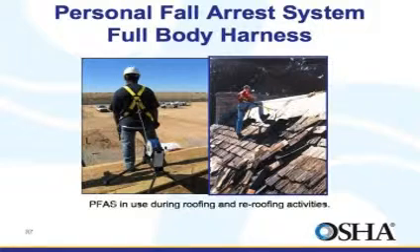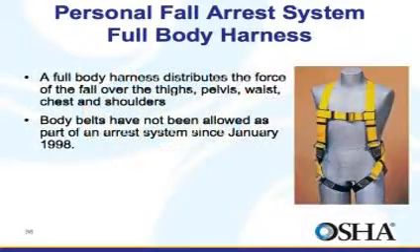Here we see personal fall arrest systems in use during roofing and re-roofing operations. A full body harness is designed to minimize the impact on the body during the fall by distributing the force of the fall over the entire torso. And remember, body belts have not been allowed as part of an arrest system since 1998. They can still be used as part of a fall restraint system, and we'll cover them a little later in the presentation.